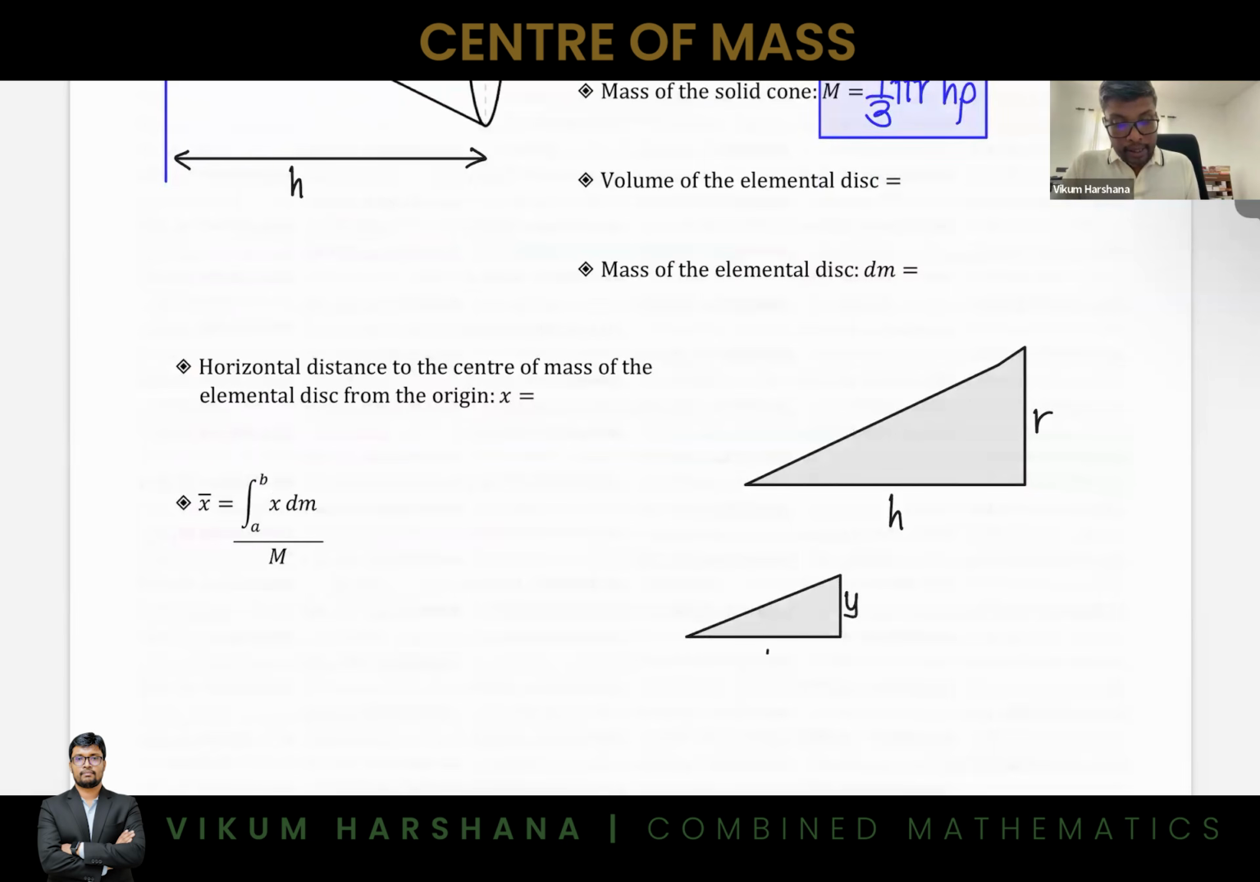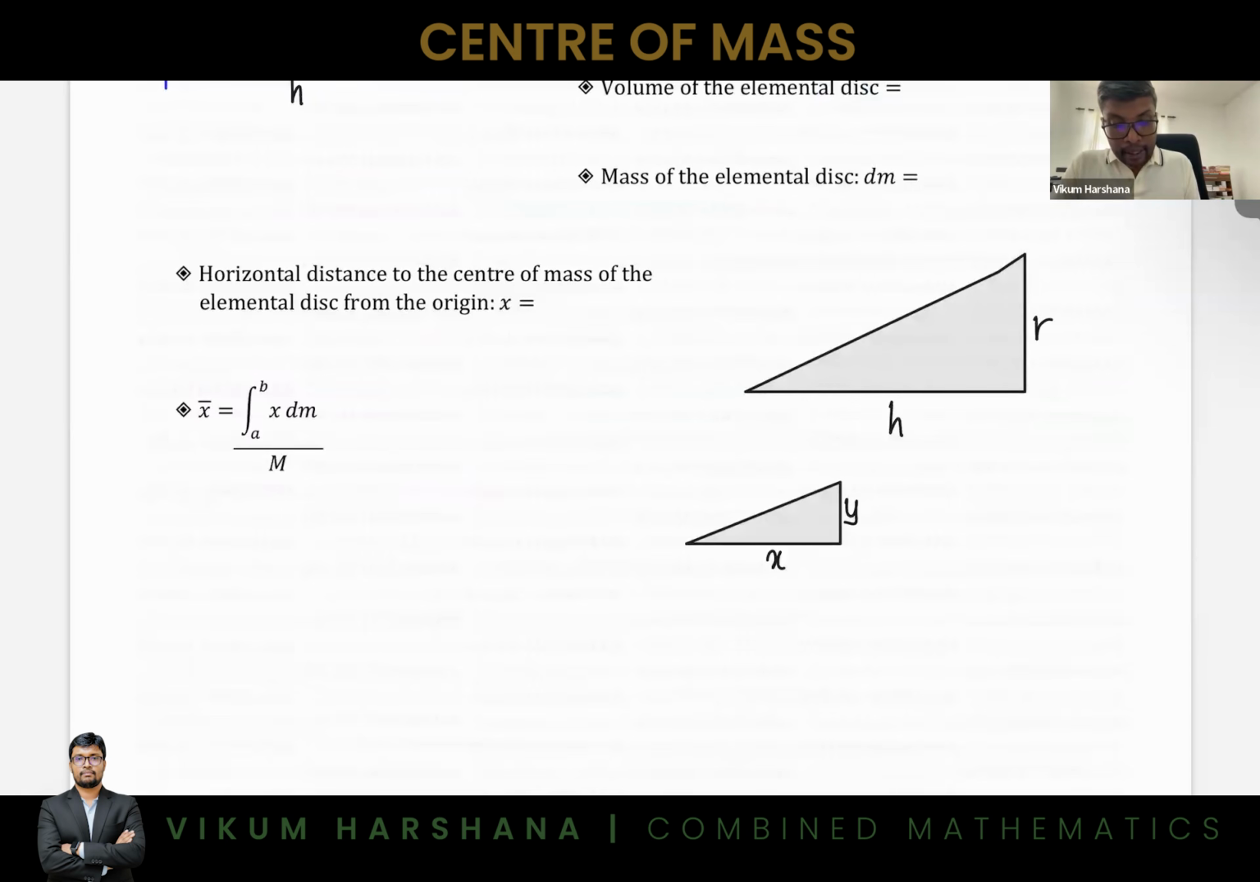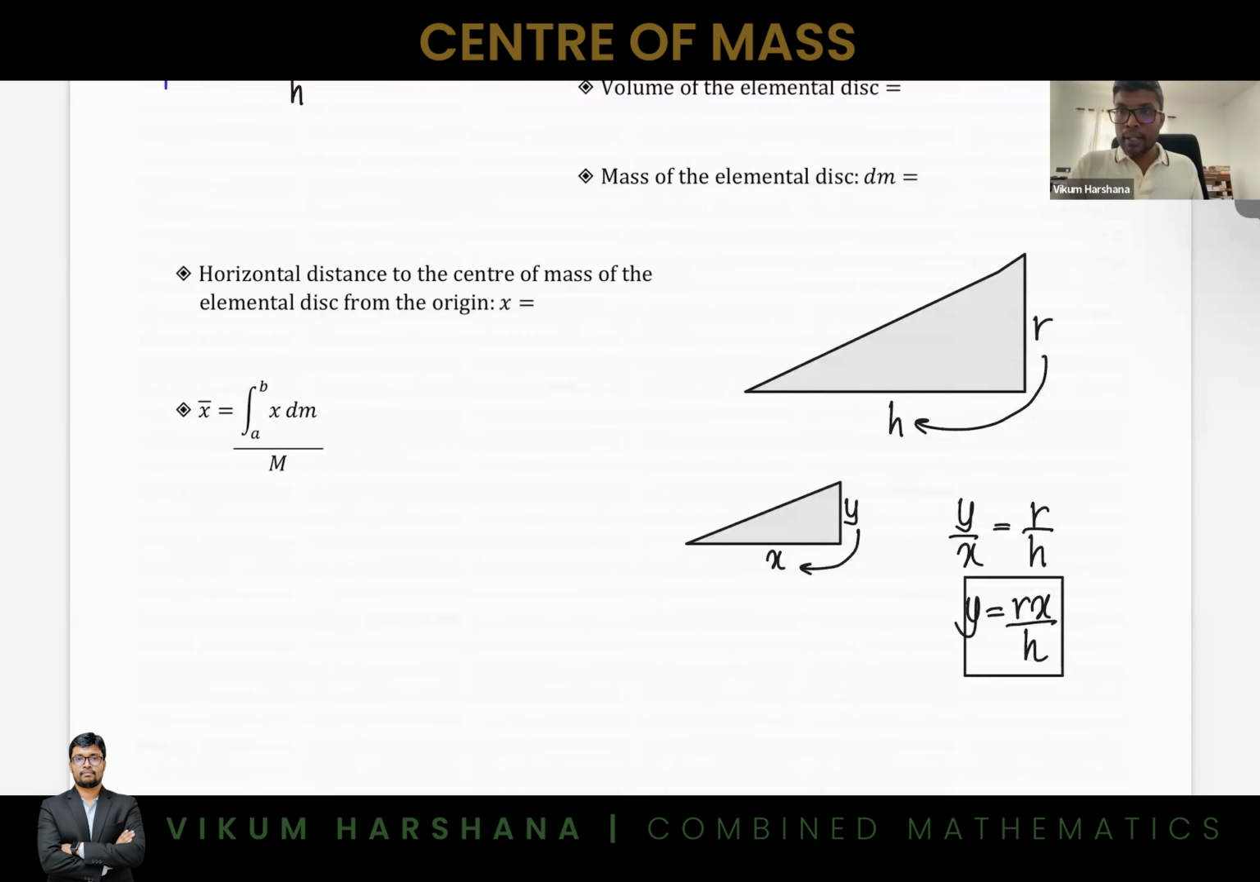So this is y, this is x. Now, from similar shape theory, you can clearly write y over x is equal to r over h. So now you can write y as rx over h. Got the idea? So we can substitute y in terms of r now. So that's the whole idea of getting the y, but writing in terms of x.